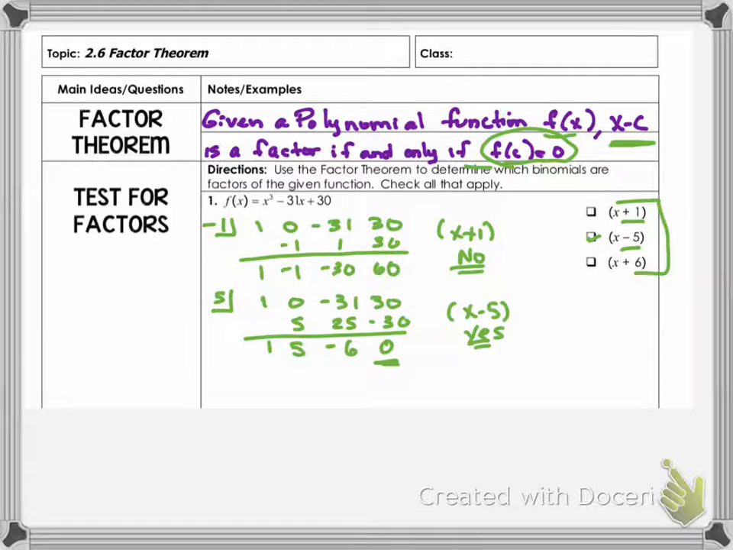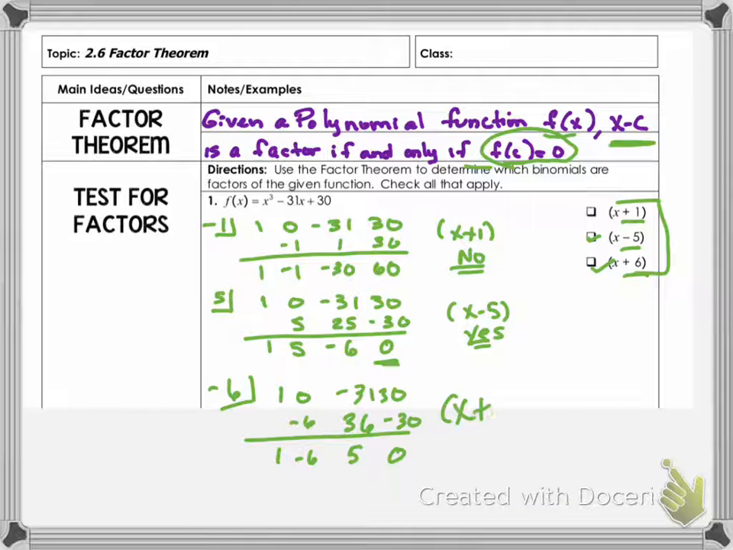Okay, and then the last one is -6, and let's see, 1, 0, -31, 30. Oops, that's 30, isn't it? Bring down the 1, -6, and let's see, that would be 36, +36, so that would give you a +5. And that would be -30, which is 0, so x plus 6 is a yes too. So that's all you have to do. It doesn't take very long.